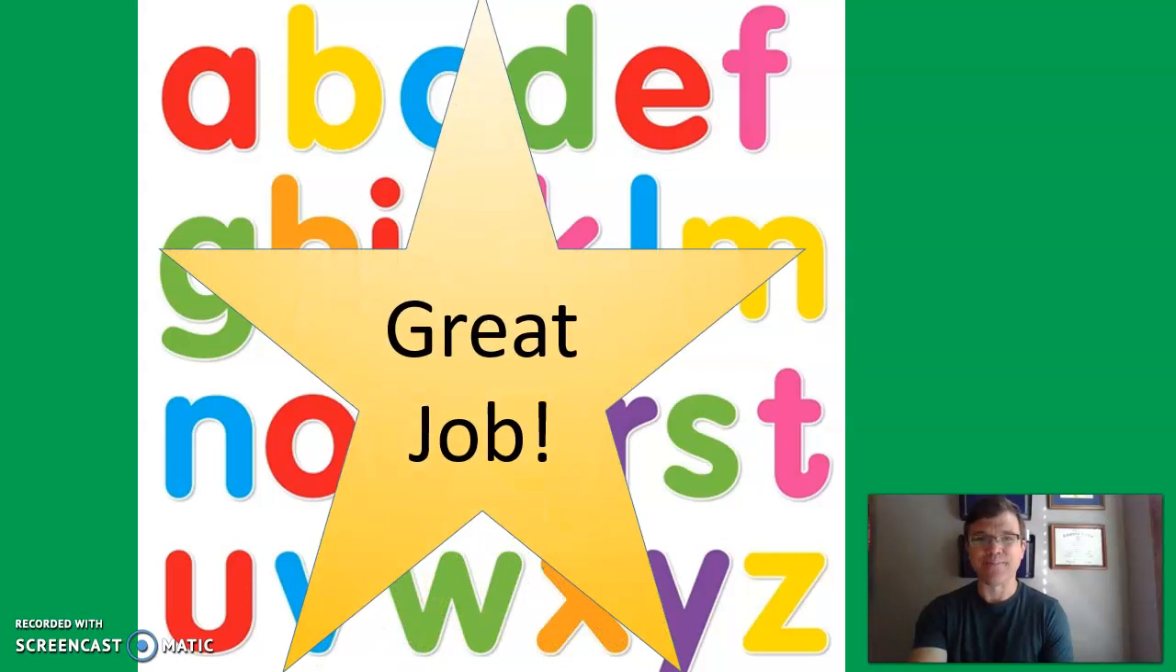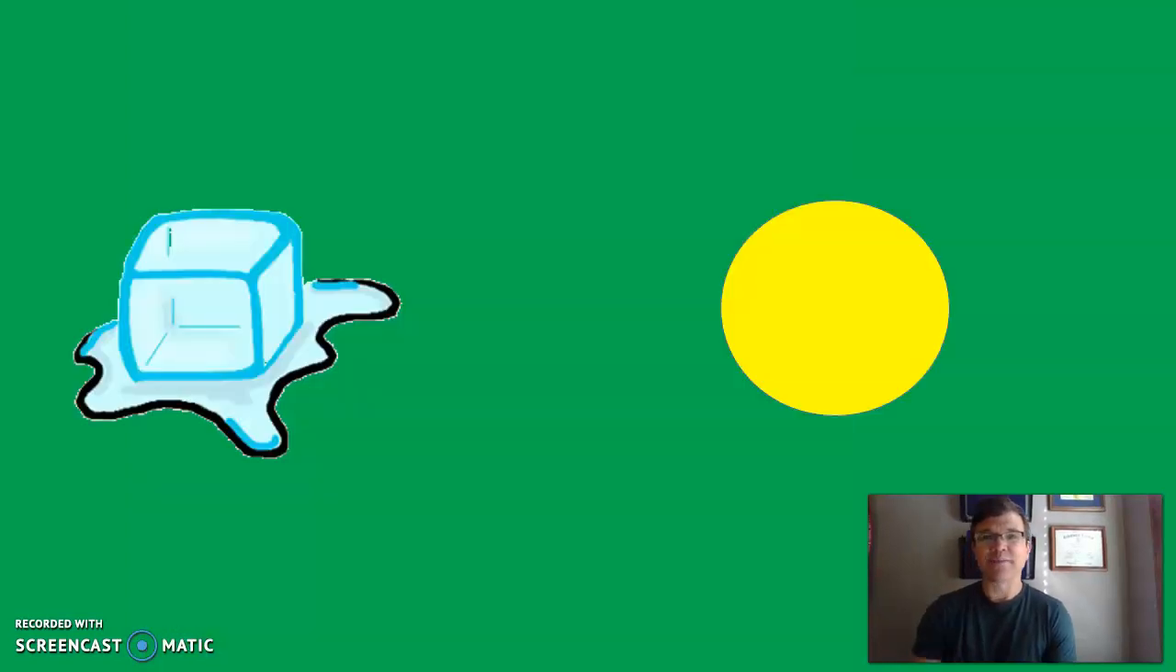Great job. All right, it's time for our second sound activity. Do you notice something different on the screen? This time, instead of two pictures, there's a picture and a circle. The circle represents the other part of the word that we are going to take off and say what's left. Are you ready? Here we go.